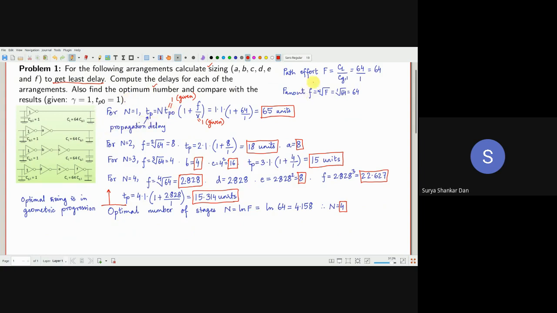Okay, so anyways, in the first part of the problem, we are trying to size the inverter in such a way that the delay will be minimized. Okay, so the delay of the whole circuit is minimized. So the minimum propagation delay will be 65. What we observe is that if we go to n equal to 2, it will be 18.